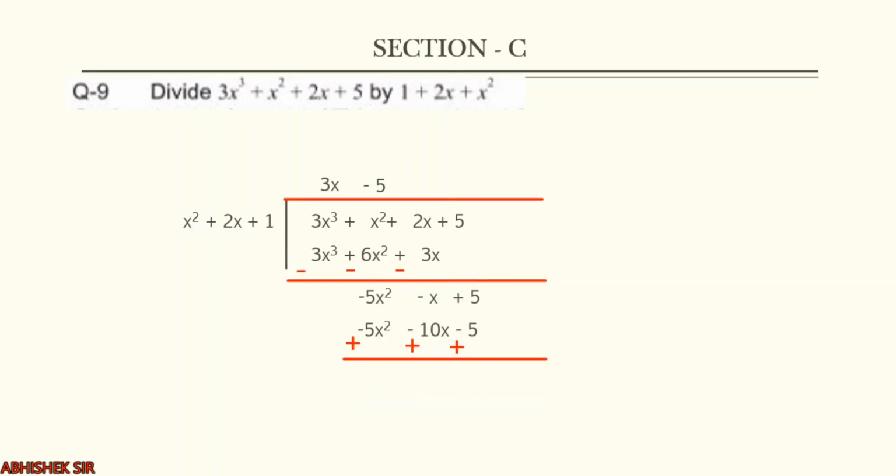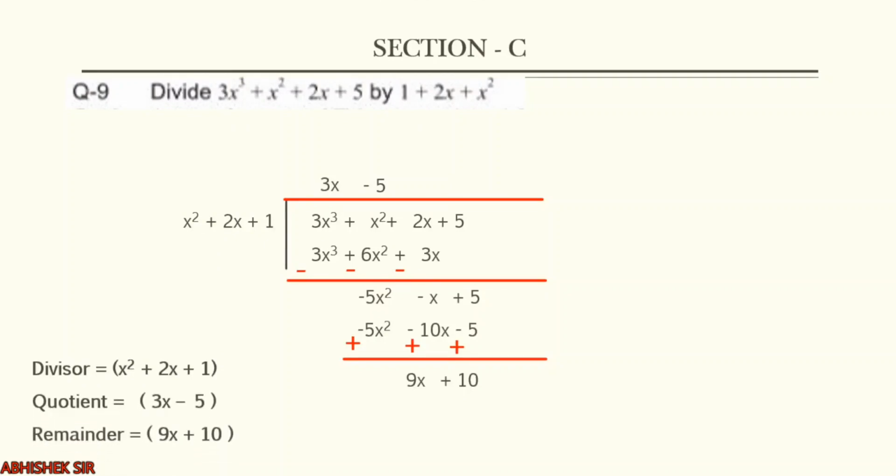Again we will change the sign and do the elimination. That means minus 5x square and plus 5x square will be eliminated. Here minus 1 plus 10 and here 5 plus 5, that means 9x plus 10. So basically our answer will contain the divisor, that was x square plus 2x plus 1. The dividend was already given. What is the quotient? 3x minus 5. And the remainder that we got is 9x plus 10.